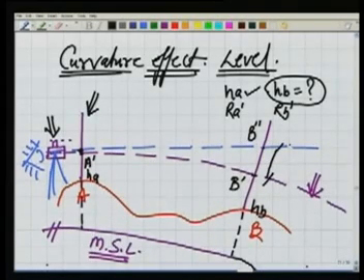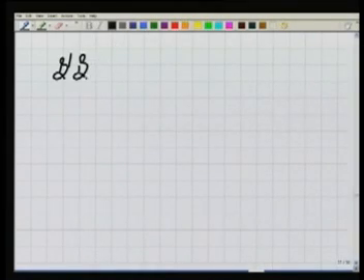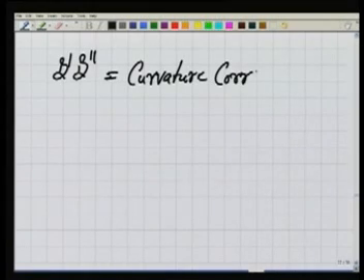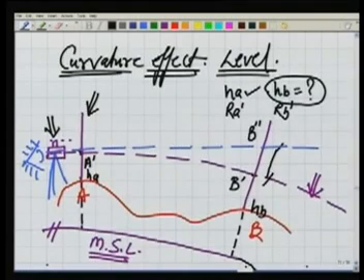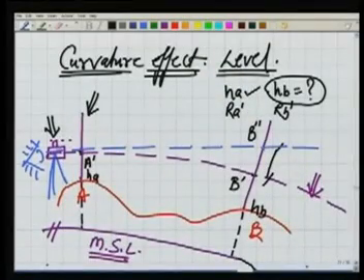B dash, B double dash, we say the curvature correction, or error due to curvature. This is the error due to curvature, because my line of sight is horizontal, it is not following the curvature of the earth, it is not parallel to the mean sea level, it is not same as the level line. So because of that reason, we are introducing an error of B dash, B double dash.